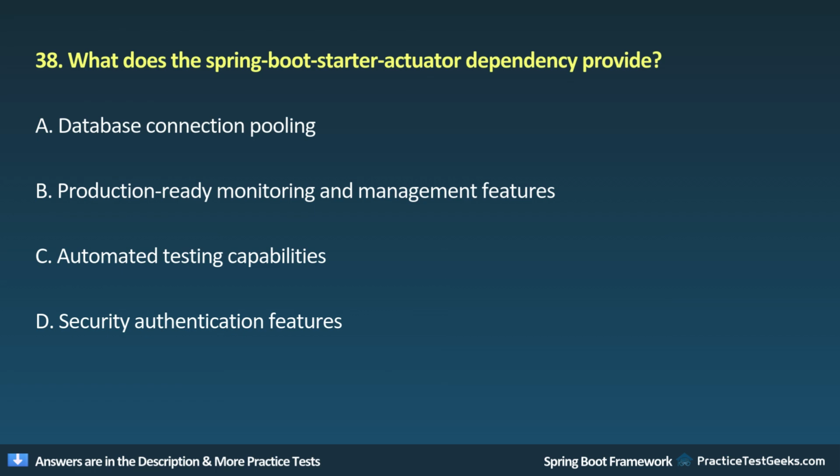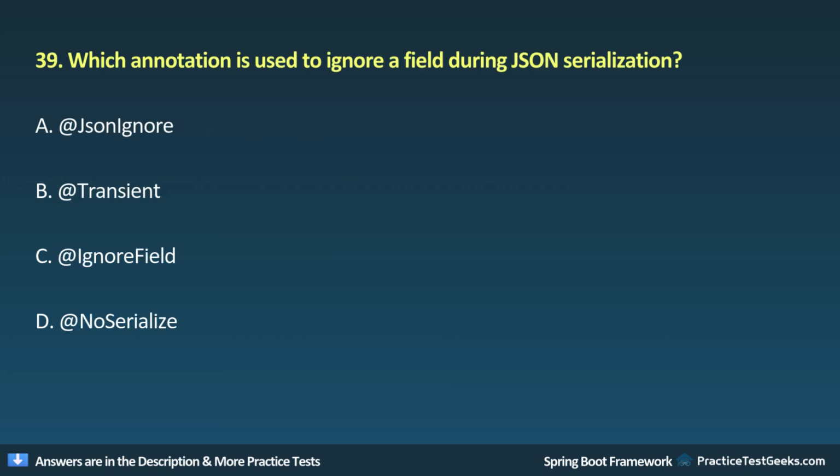A. Database connection pooling. B. Production-ready monitoring and management features. C. Automated testing capabilities. D. Security authentication features. 39. Which annotation is used to ignore a field during JSON serialization?